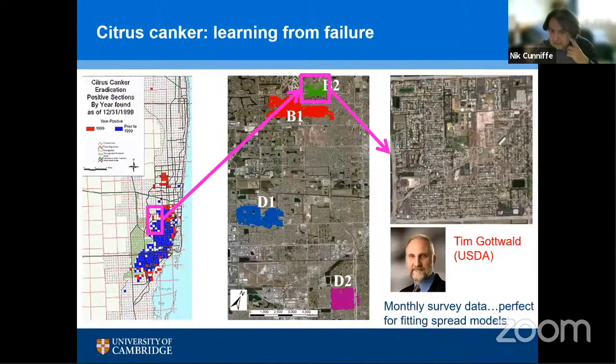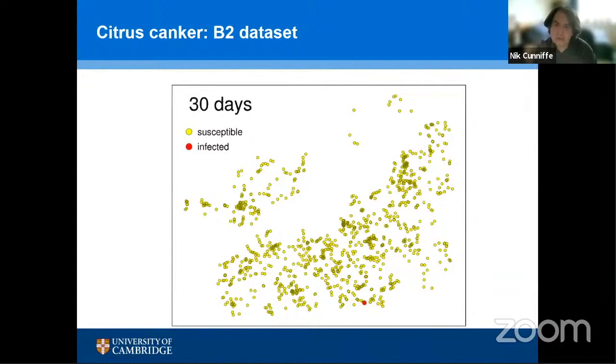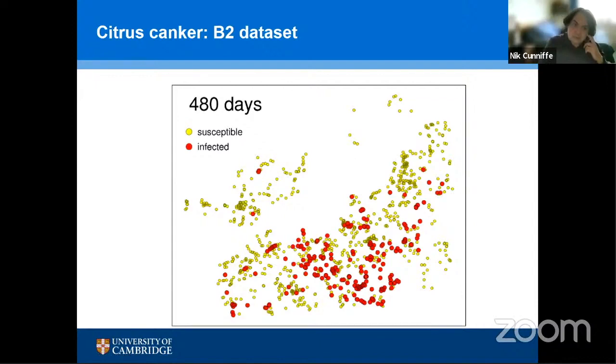So this is the B2 site. Looking at it from above, each yellow dot here is a citrus tree in someone's backyard or in a park. And the data set which Tim collected would then look something like this. So 30 days, 60 days, 120 days. When it says susceptible and infected here, really what it means is not showing symptoms, and showing symptoms in red. And this gives us some information about how the pathogen spreads. So this information is kind of grist for the modeler's mill, because it allows you to fit mathematical models.